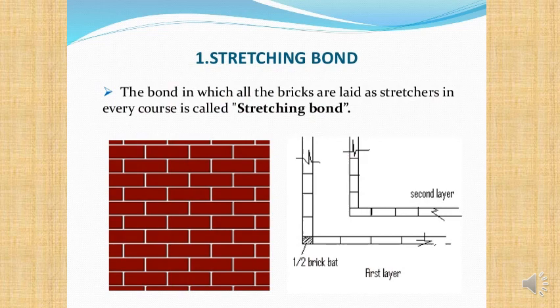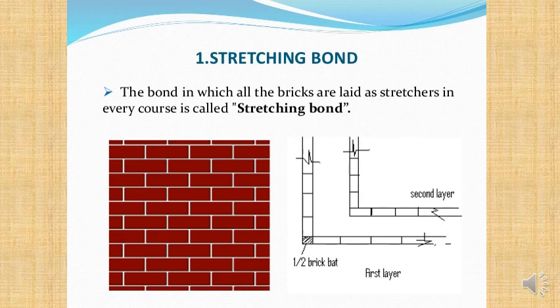So a stretcher bond is probably the most common kind of masonry wall. It's used a lot, where basically the stretcher, the long length of the brick, is facing outwards. And so you've probably seen masonry block walls all over Kurdistan that look like that. That's called a stretcher bond.